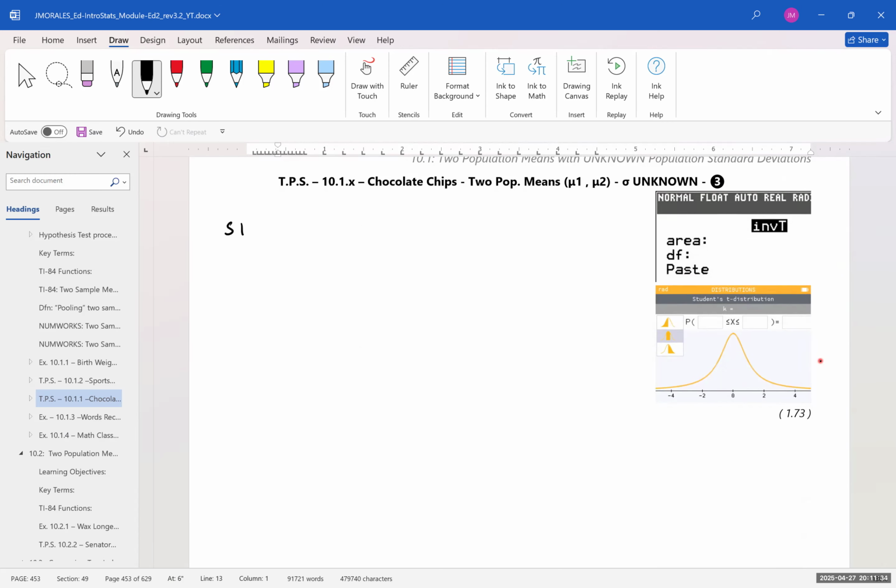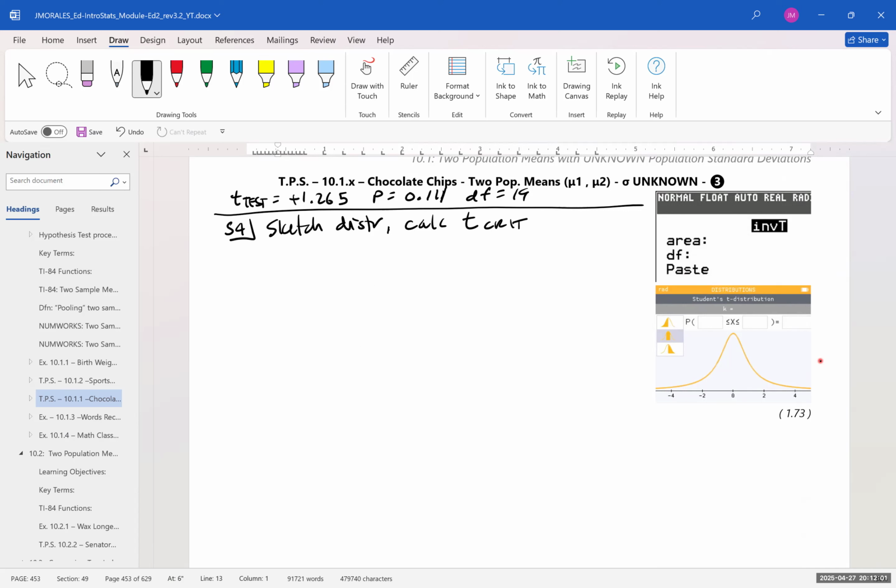Okay, and this will be step 4, but let me go ahead and write what I am carrying over from the previous page. P-value and degrees of freedom equals 19. Okay, so this is where we're going to sketch our distribution and calculate the t critical value.